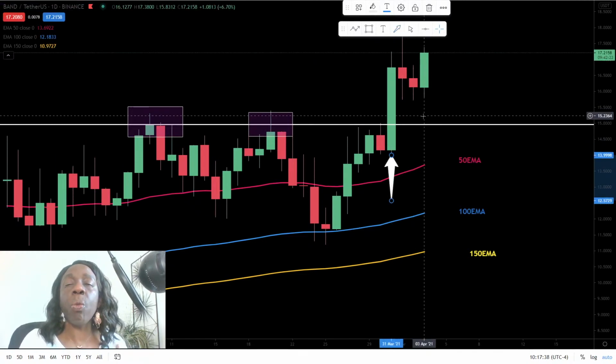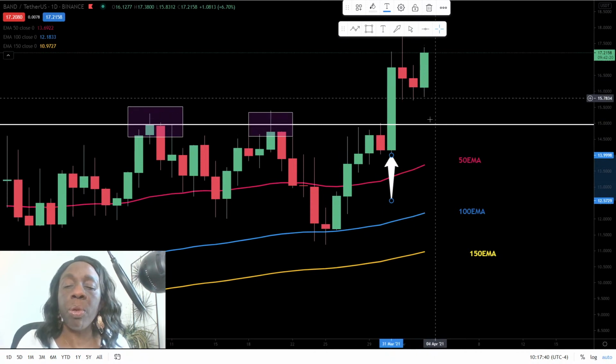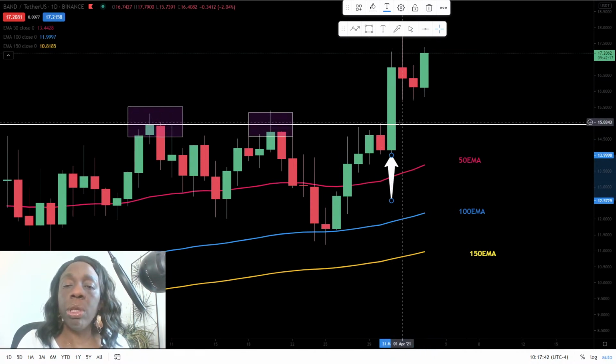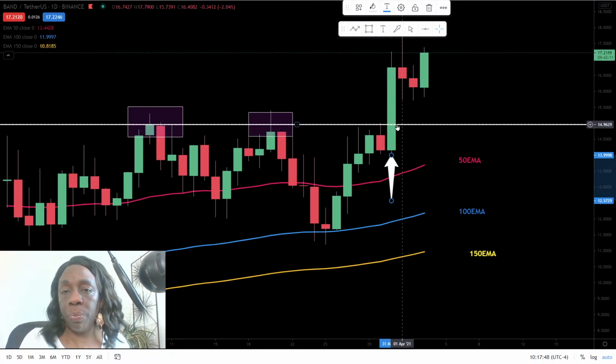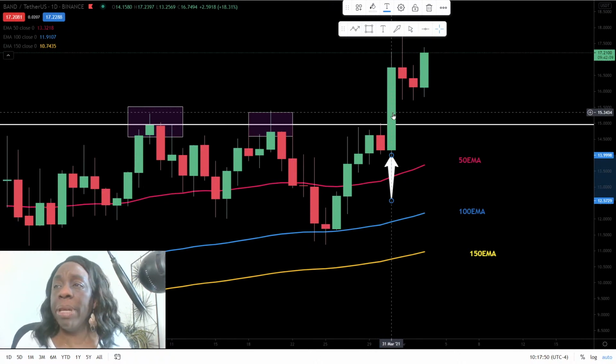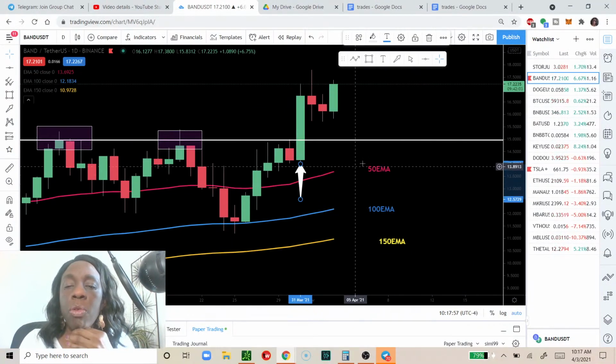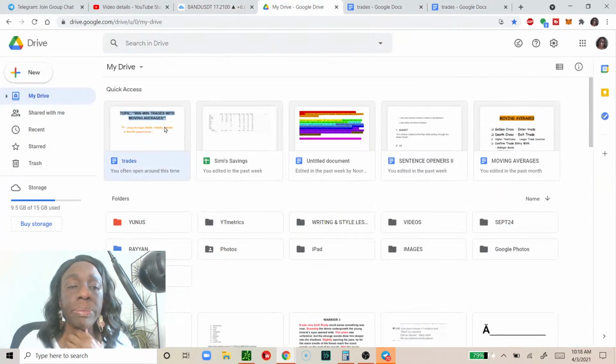Now, if you had it on your watch list, as soon as it broke above the white level, you would have got in on this nice, big, chunky move, and hopefully have made a profit. And so this is how I use the larger moving averages. This is how they inform my trading.